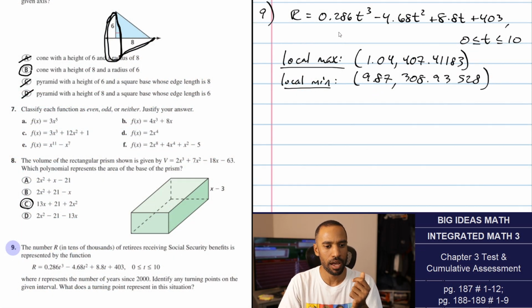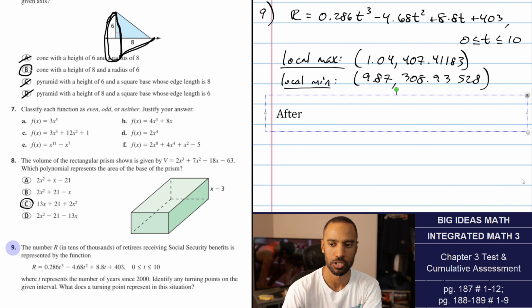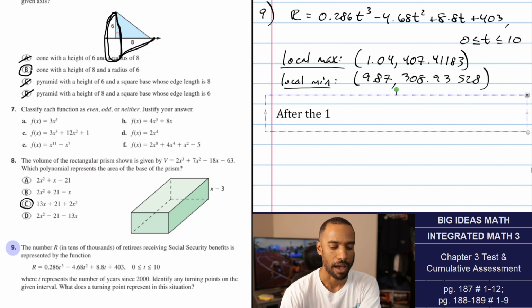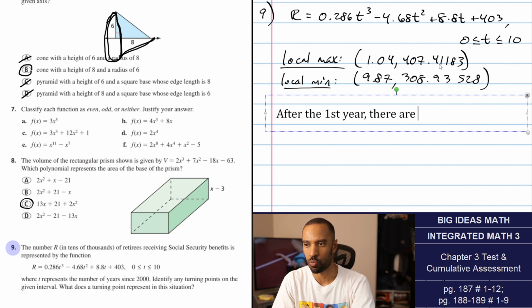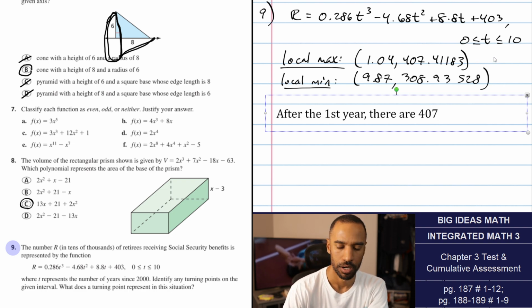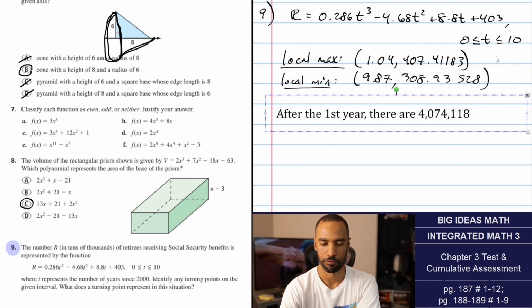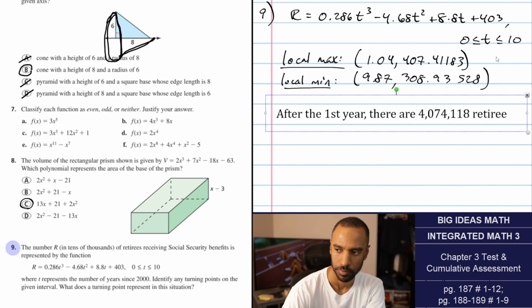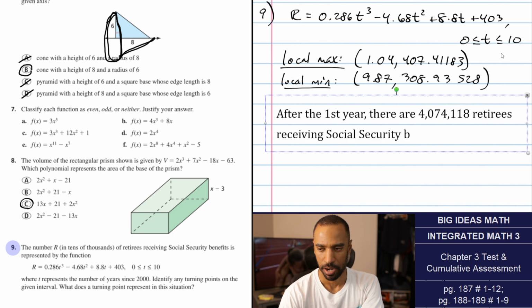Now, R is number of retirees, or number of tens of thousands of retirees receiving Social Security benefits. So what they're saying is, after the first year, first of all, there are two turning points. After the first year, there are now tens of thousands, means when you shift that decimal place 1, 2, 3, 4 places. So it'll be 407,4118. That's, I mean, it's approximate, around 4 million retirees receiving Social Security benefits. Okay?